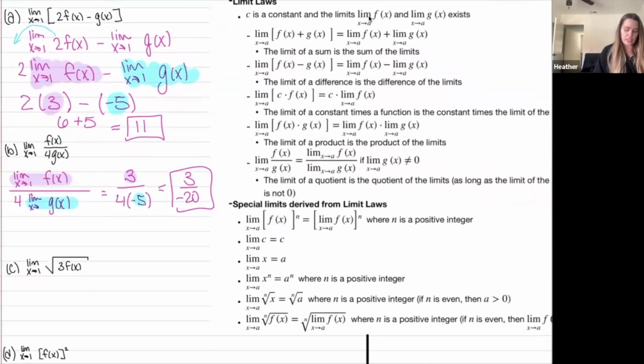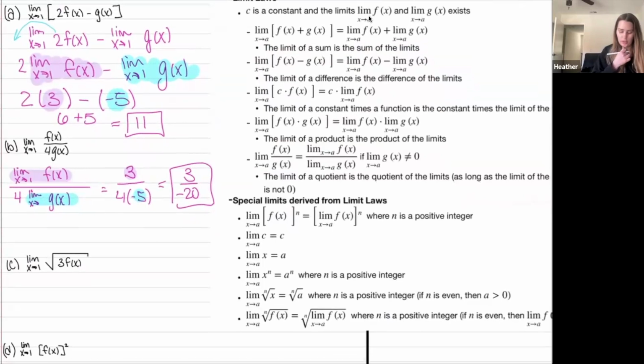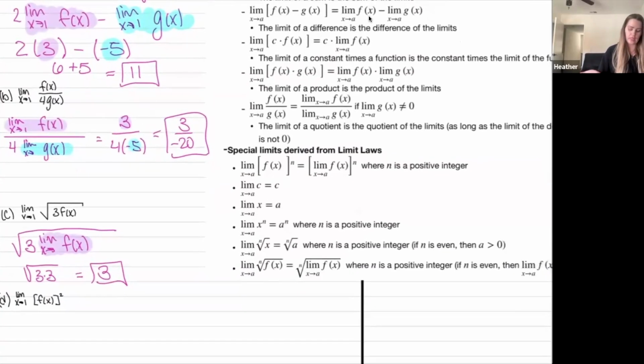Okie doke. So for C, again, we're going to use 2 limit laws here, and I'm going to chunk them together. So first I'm going to use this one here, right? So I can kind of put the limit inside the square root. And then I'm also going to pull out my constant here as well. Okay, so let's set that up. First I'm going to pull out my square root, I'm going to pull out my 3. I got the limit as x approaches 1 of f of x. This piece here was 3. Now I have the square root of 3 times 3, which is the square root of 9, which is just 3. Perfect.